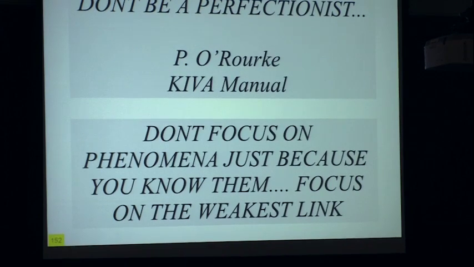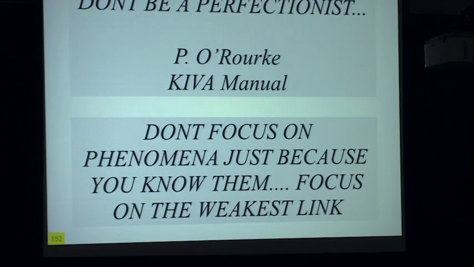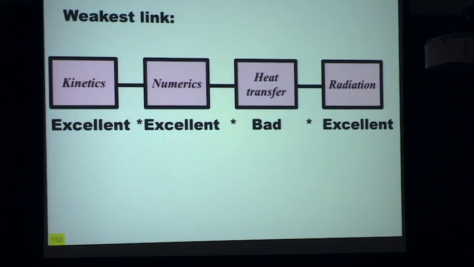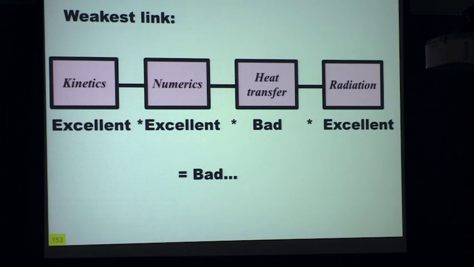It doesn't make sense. You have to focus on the weakest link. It's like a chain. If you have a chain and you have one weak link, the whole chain is as good as the worst link here. For example, if you are very good in kinetics and numerical methods and radiation and you are very bad in heat transfer, the overall result is bad.